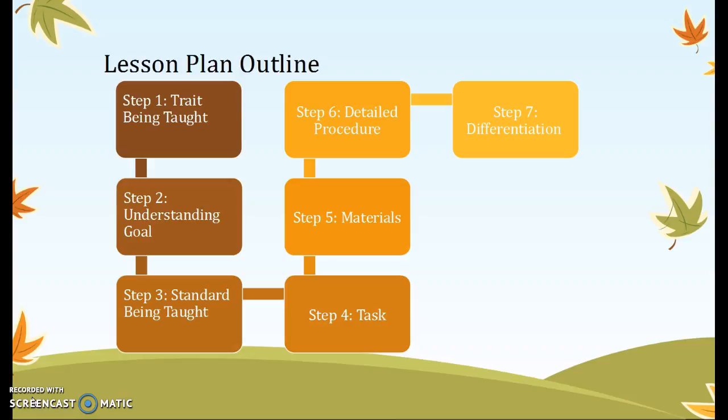Step 6 is a detailed procedure. This is the most complicated part of the lesson plan. It takes the most time because it's a detailed step-by-step list of how the lesson plan will play out. The detailed procedure should include what the person teaching the lesson should say and what the student should be doing.